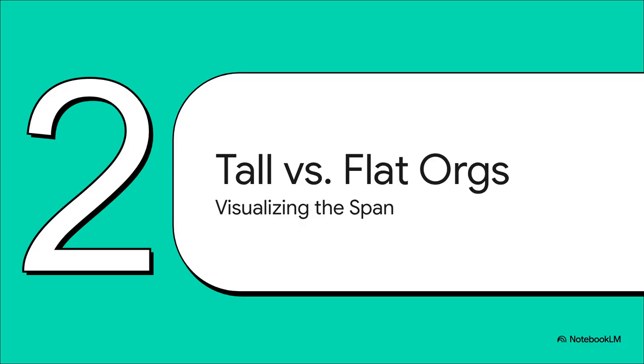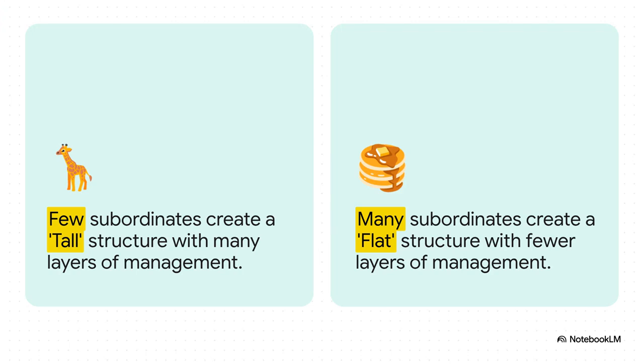Okay, now let's see how this concept actually shapes the structure of an entire company. This is a big one for exams. This slide shows it all. It's a direct relationship. If managers have only a few people reporting to them, a narrow span, you need lots of managers. This creates many layers, which we call a tall structure. On the flip side, if managers have lots of people reporting to them, a wide span, you need fewer managers, which creates a flat structure.